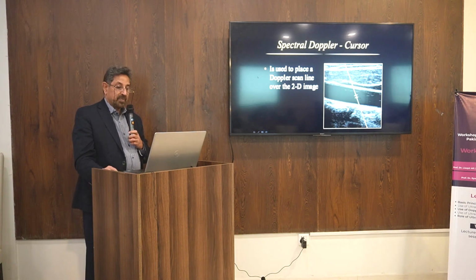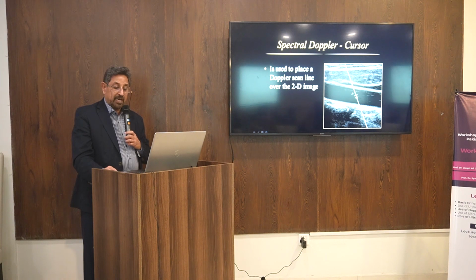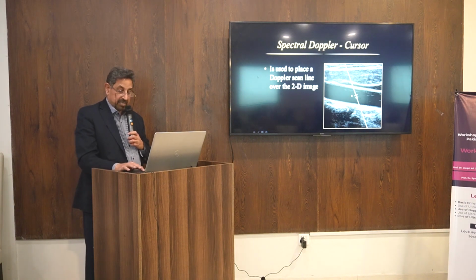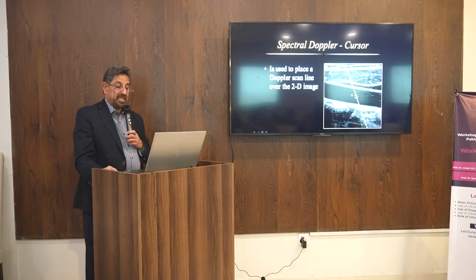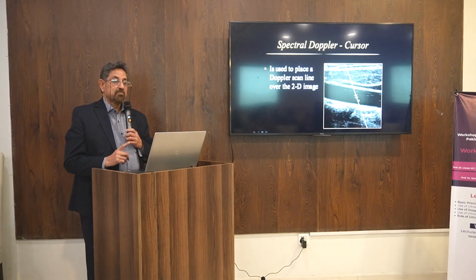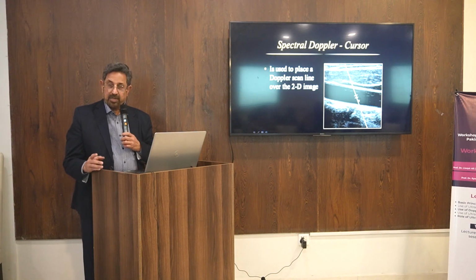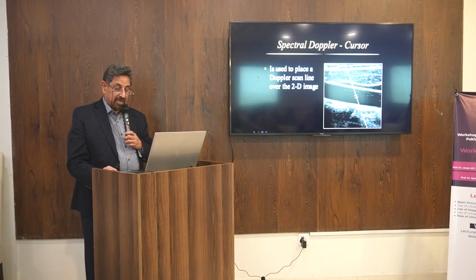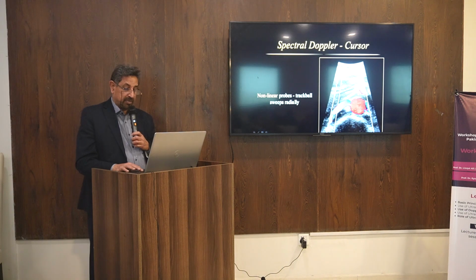First of all, the cursor. This is the cursor. How much should it be opened? We mentioned that it should be open to one third of the size of the vessel, not touching the wall, so that we get the best velocities. Secondly, what should the angle be? We discussed that the angle should be less than 60. If it's more than 60, there is a lot of error. At 90, nothing will be seen. So you have to place this cursor line for the angle and this cursor gate, which determines how many velocities should be captured, just to get a good spectrum. Otherwise you won't be able to get that spectrum.